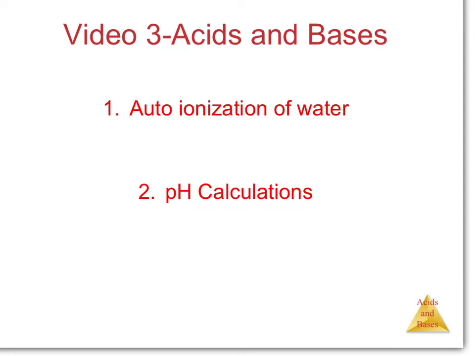So in video 3 on acids and bases, we're first going to talk about the autoionization of water. Remember, water could act as both an acid and a base, and we get some ions with just pure water in solution. We'll talk about the significance of that K value as well. And then we're going to go into pH calculations. We'll find out what that actually means, how to calculate them from the numbers that we can get from simple ICE charts.